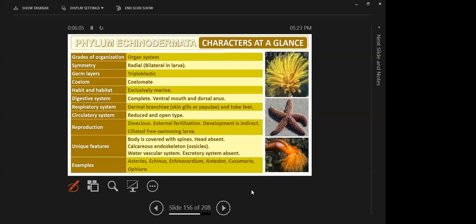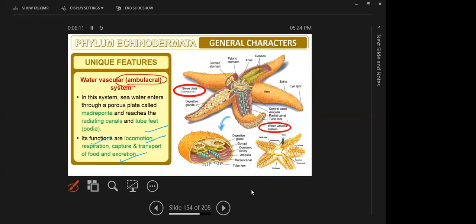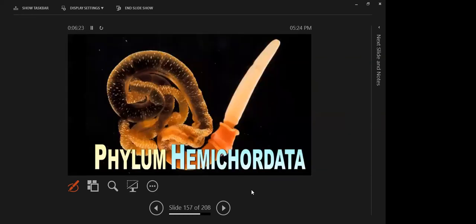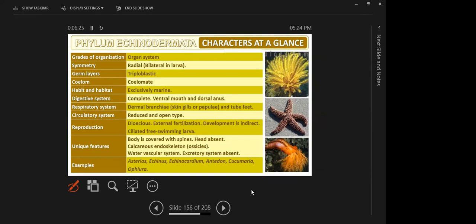Everything is water vascular. Locomotion, excretion, transportation. Four things I told you. Guys, who remembers? Locomotion, respiration, transportation, excretion. All will happen through the tube feet. So this much is all about invertebrates. Today we have done invertebrates.